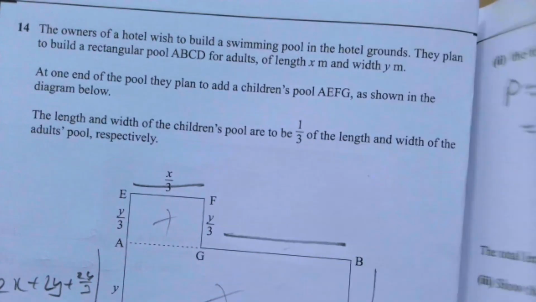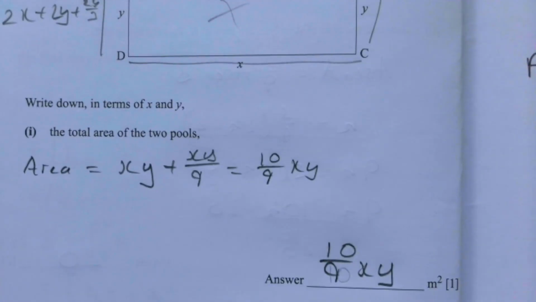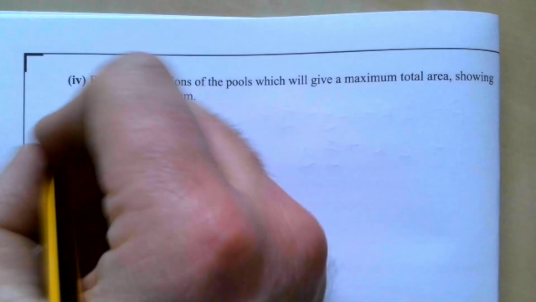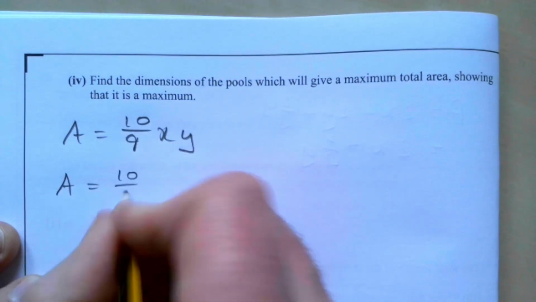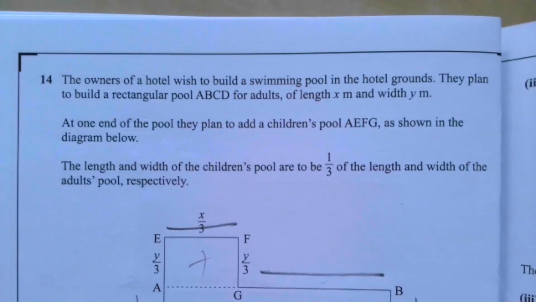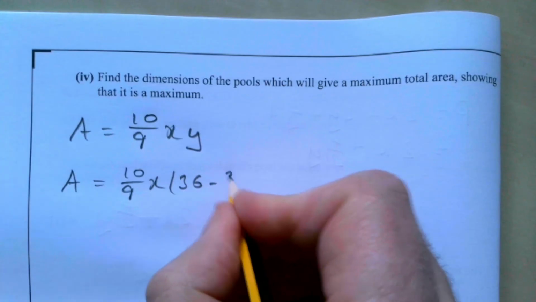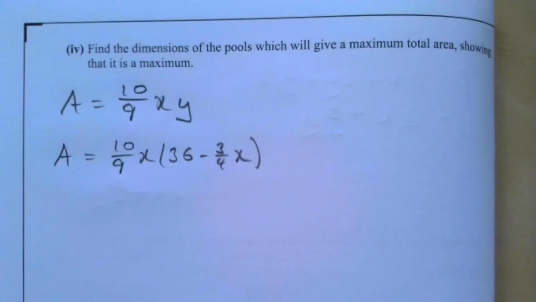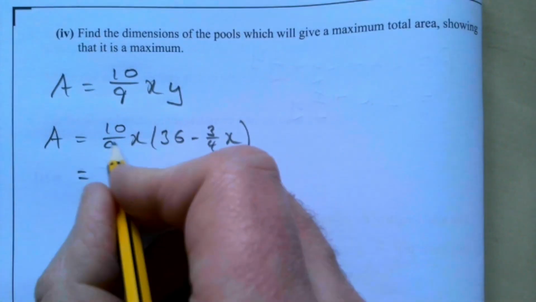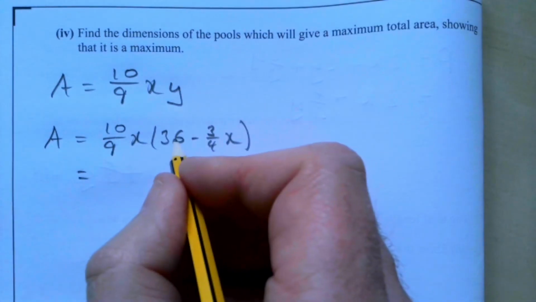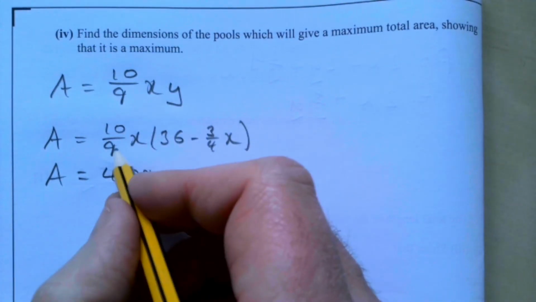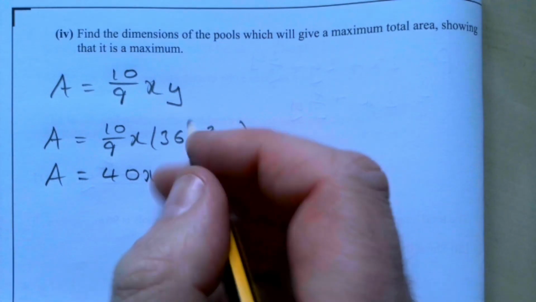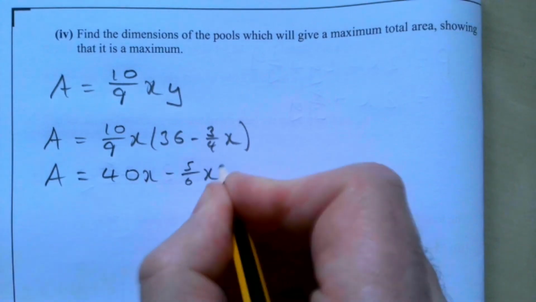So my area of the pool, I need to go down here, it was 10 over 9 xy. That means my area of the pool is 10 over 9 x upon my y. I had arranged for 36 minus 3/4 x. We're not dealing with very nice numbers here, but we should be okay. Multiplying through, 10 over 9 times 36, divide by 9 gives me 4, so that's going to be 40x, and then 3/4 times that, so that'll be a 3 on the bottom and 5 over 2 on the top, minus 5/6. And that's not as bad looking now.